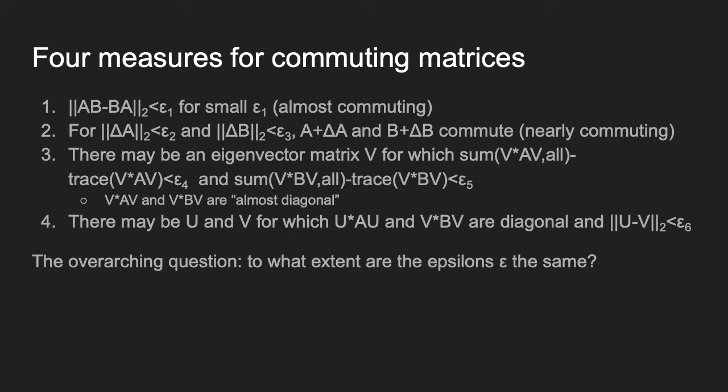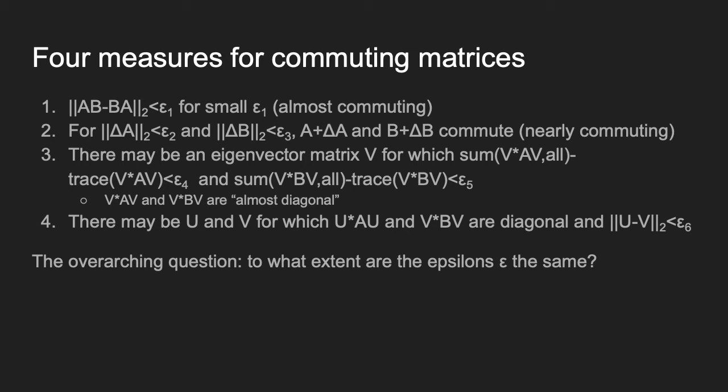Now let's consider 4 measures of commuting matrices. Measure 1. The 2 norm of the difference AB minus BA is smaller than epsilon 1 for small epsilon 1. That is, A and B are almost commuting. Measure 2. For delta A, whose 2 norm is less than epsilon 2, and delta B, whose 2 norm is less than epsilon 3, A plus delta A and B plus delta B commute. That is, A and B are nearly commuting.